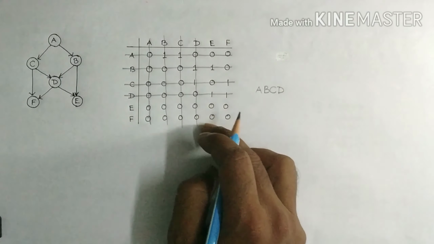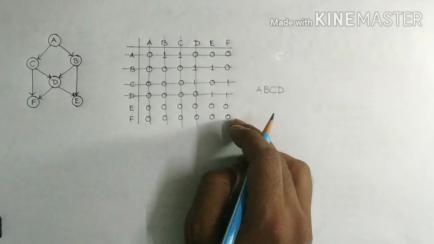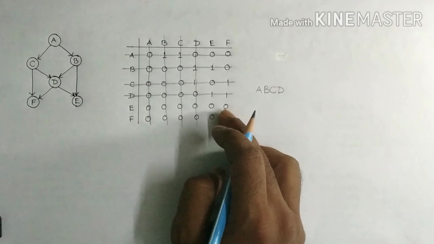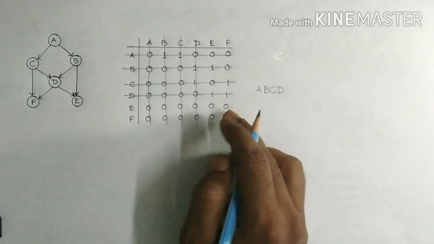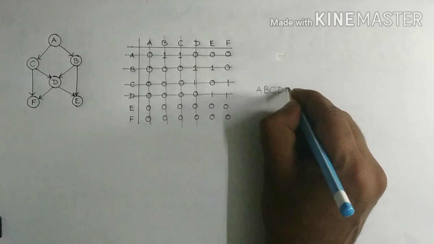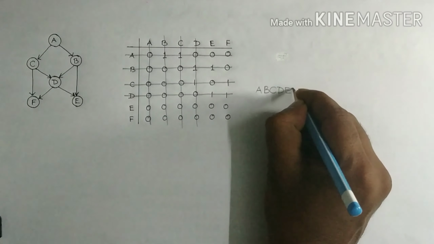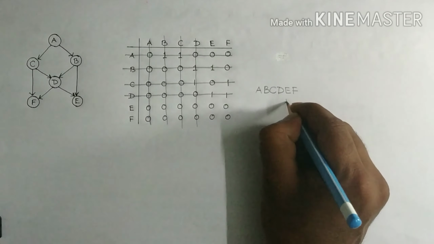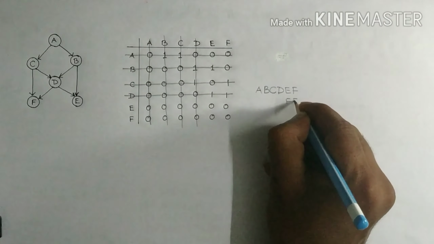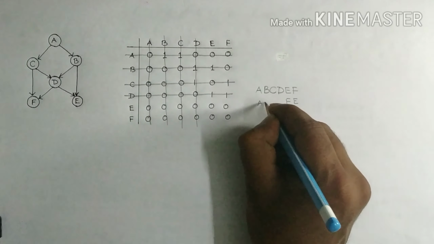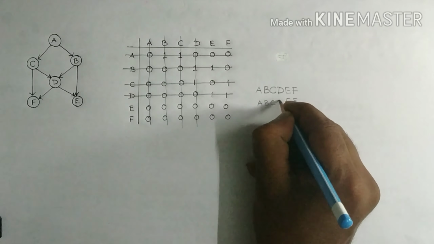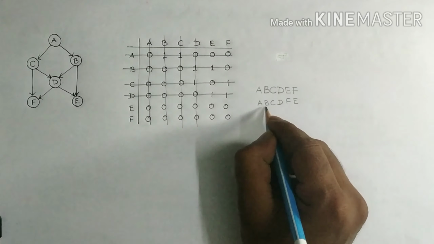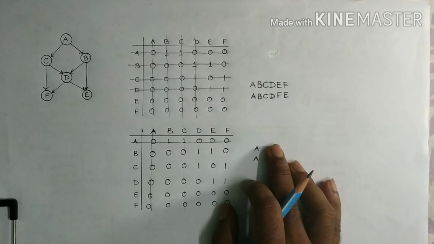Now from the remaining matrix, all elements of column E and F are 0. So you can choose E first or F first. If I choose E first, then the order becomes first E, then F. Otherwise, you can choose F first, then E. So two possible solutions are there. One is A, B, C, D, E, F. Another one A, B, C, D, F, E.